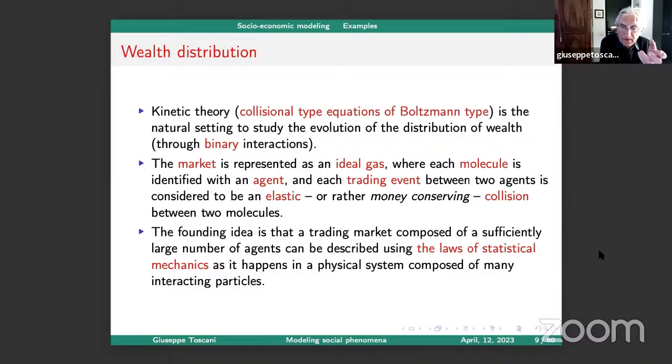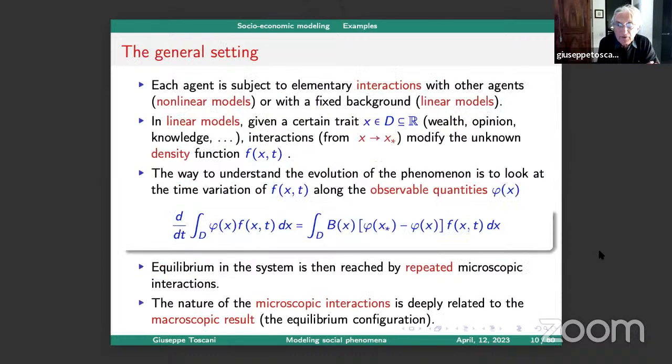And instead of having, in this case, relaxation toward the Maxwellian equilibrium, you have a relaxation towards a different equilibrium, which is determined by the law that you fix in the trading event. This is related to the nonlinear part. Clearly, you can also consider interaction with the background, and in this case, you have a linear model. And in the linear model, you fix a certain trait of the agents that can be the wealth, the opinion, the knowledge, or whatever you want. Then you consider interactions, and then the interactions modify the density function.